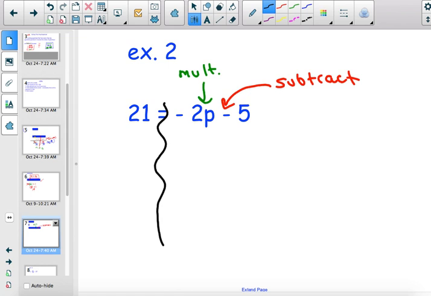So Emma, what's the first thing I want to do on both sides? Yes, the opposite of subtract 5 is going to be to add 5 to both sides.